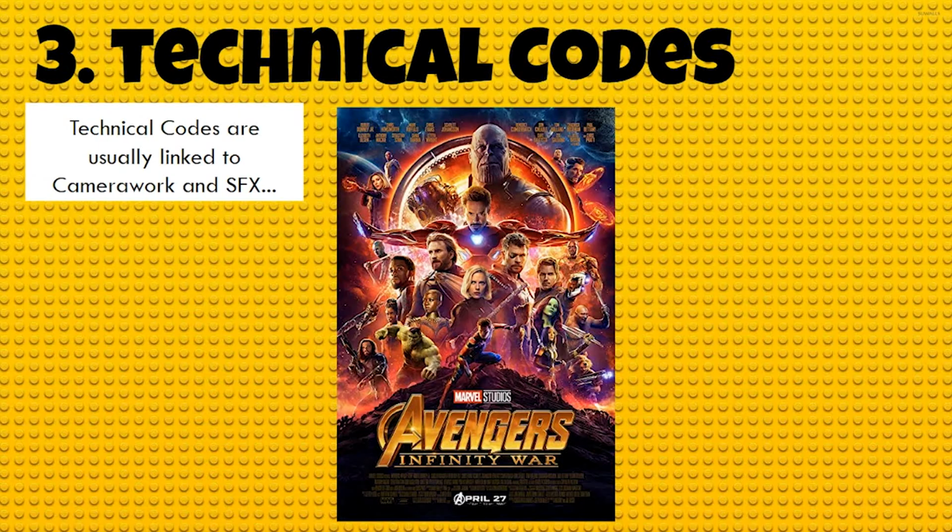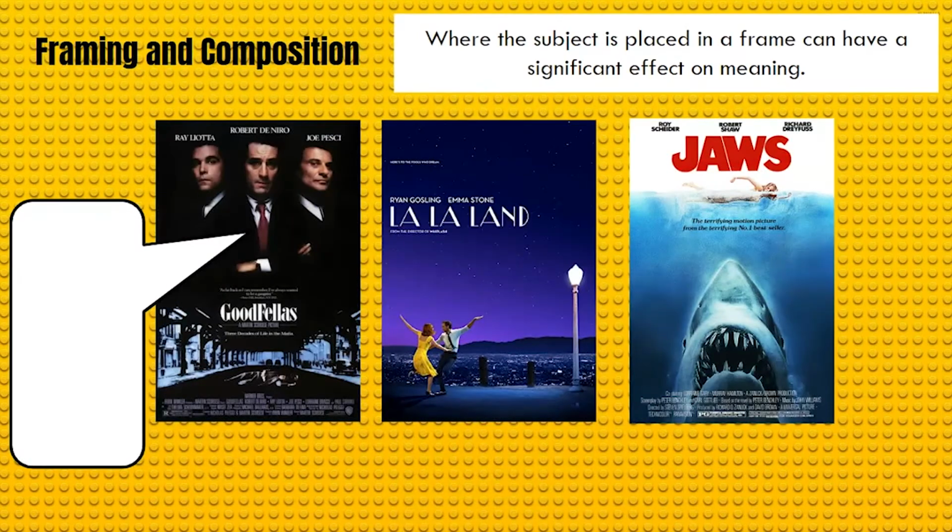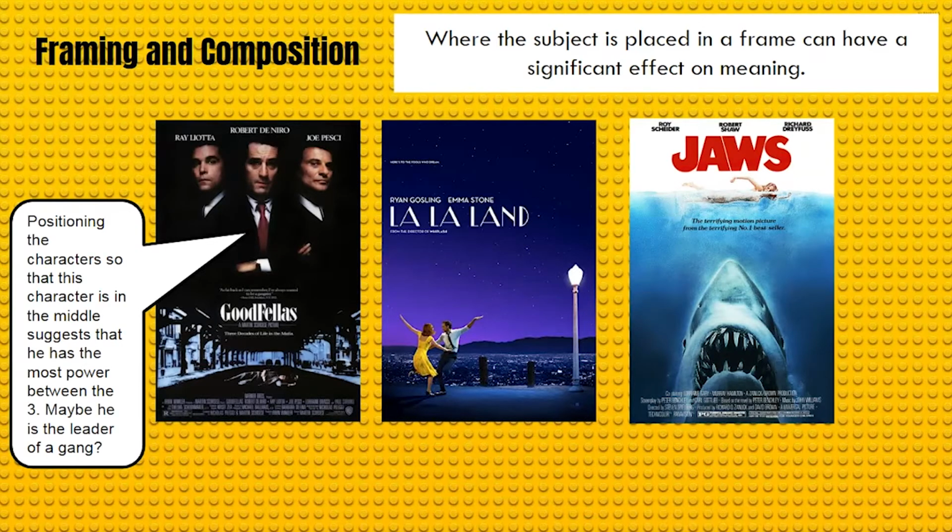Then we have technical codes, which includes camera angles and shots. So this poster uses a wide shot to show all of the action happening, and also any special effects comes under technical codes, such as explosions and CGI. Framing and composition also comes into this, which is the idea that where the object is placed in a frame can have a significant effect on meaning. So in the Goodfellas poster, the character placed in the middle suggests that maybe he is the most powerful between the 3, maybe the gang leader.